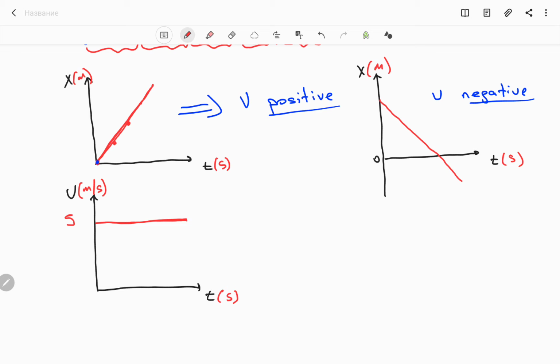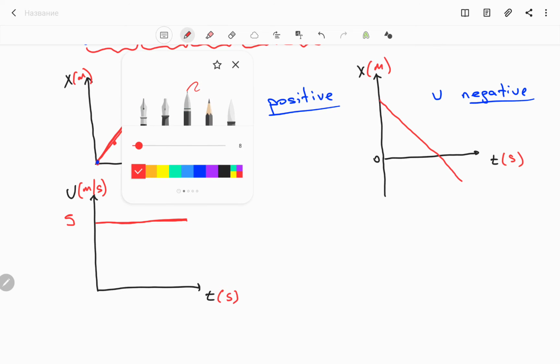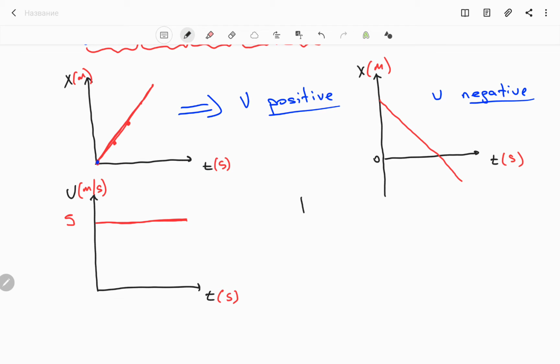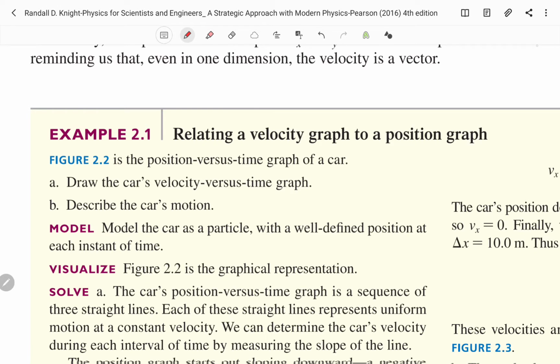And positive 5, this is a positive number, so it means this car is moving to the right. What if the object is moving to the left, for example? Then velocity should be negative. So this is, for example, a negative number. Here we have 0. Below the 0 we have a negative number, for example, minus 2. Negative 2 means this car is moving with constant velocity to the left. Negative just shows you direction.